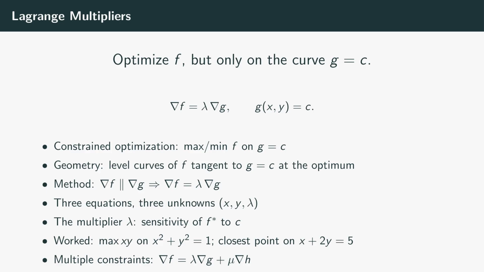Instead of optimizing f over the whole plane, we optimize it only on a curve, the constraint set g(x, y) = c. The unconstrained minimum of f might not lie on that curve at all, so we cannot just look for the gradient of f equal to the zero vector and hope. We need a new condition.